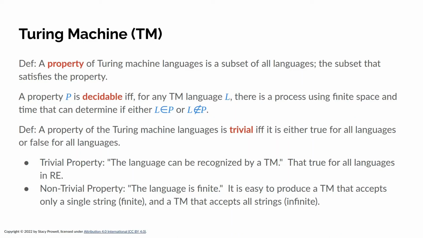Great. A non-trivial property is something like: the language is finite. So I can produce a Turing machine that accepts only a single string. That's clearly a finite language. And I can produce a Turing machine that accepts all strings. That's an infinite language. And so a non-trivial property is a property that's true for some, but not all. If it's true for none, then it's trivial. If it's true for all, then it's trivial. If it's an interesting question, right? If sometimes it's true and sometimes it's not, then that's a non-trivial property.